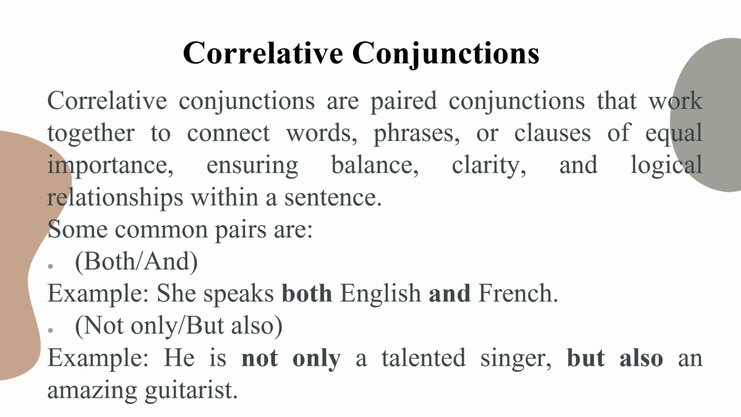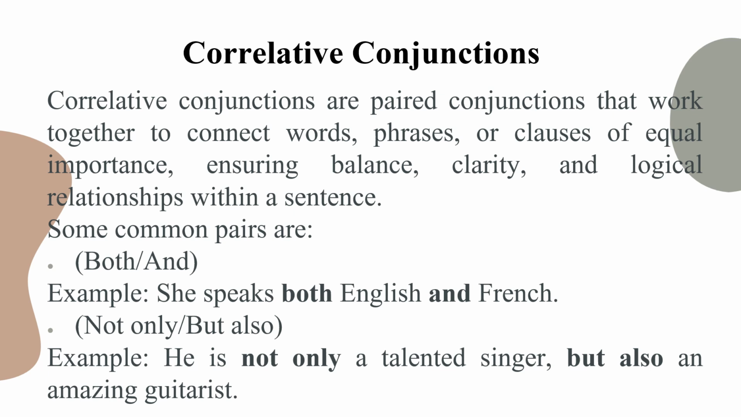For example, you can either eat your dinner or wait until breakfast. Next, neither nor connects two negative options. For instance, the food was neither hot nor tasty. Next pair, whether or, expresses a doubt or choice between two possibilities. Example, I don't know whether to buy the blue dress or the green one.